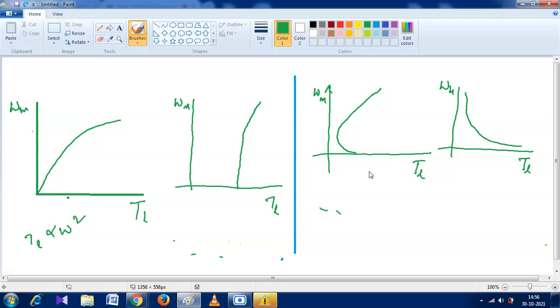But when does it occur? When there is no speed between two surfaces. At that time the friction is called static friction or stiction.